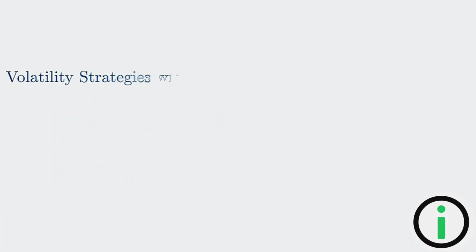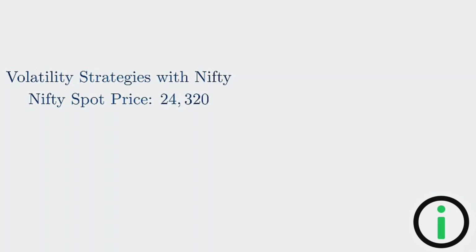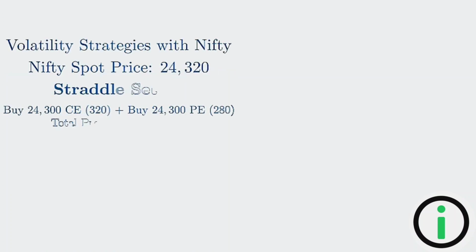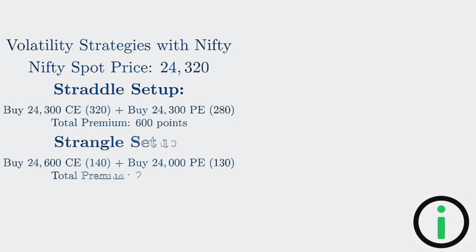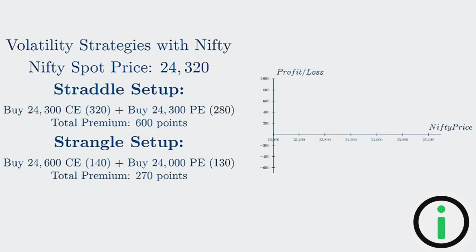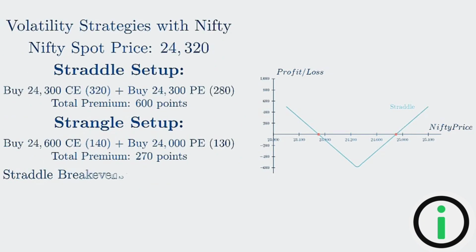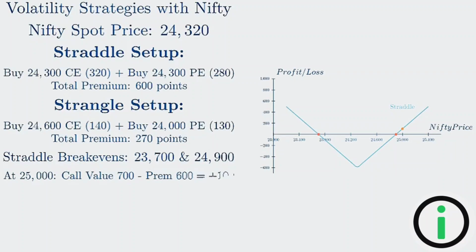Let's look at how these volatility plays look with actual Nifty prices ahead of a major news event. For the straddle, you pay 600 points total. For the strangle, you pay significantly less, only 270 points. To profit on the straddle, Nifty must move more than 600 points in either direction. The break-even points are 23,720 and 24,920. If Nifty finishes at 25,000, your call is worth 700 points, and since you paid 600, you make a 100-point profit.